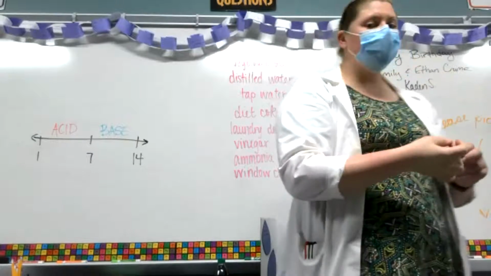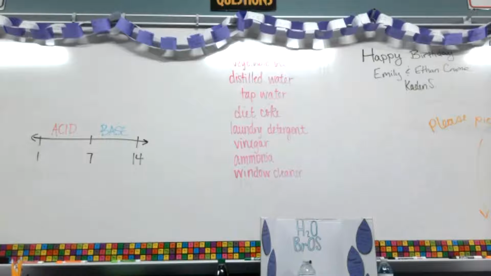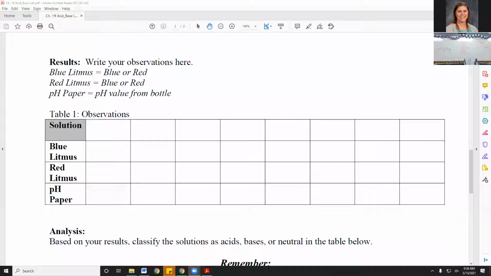So on the data table, how you're going to fill this in is you're going to write down if it turns blue or stays blue. For the blue and red, your answers are going to be blue or red. Okay. So for the middle 2 rows, you're going to have red or blue. That's it, based on what it is.